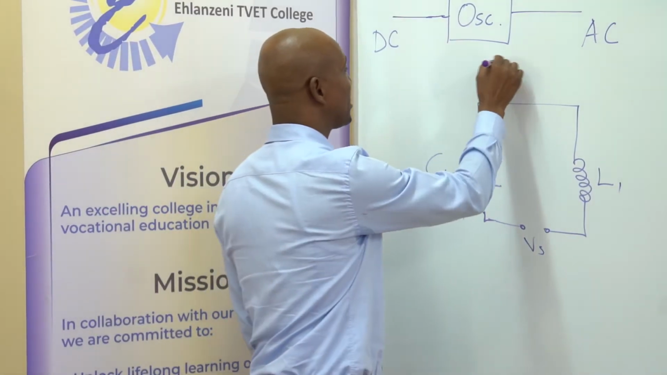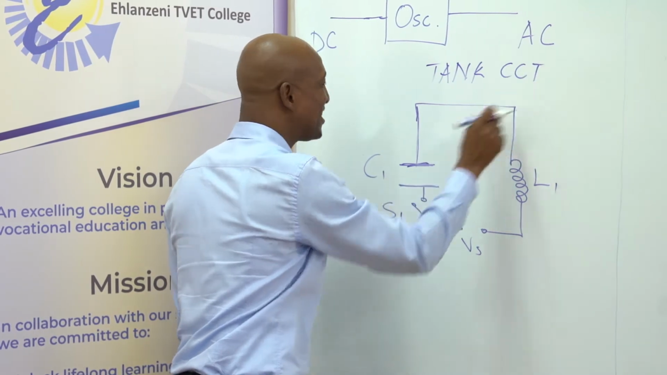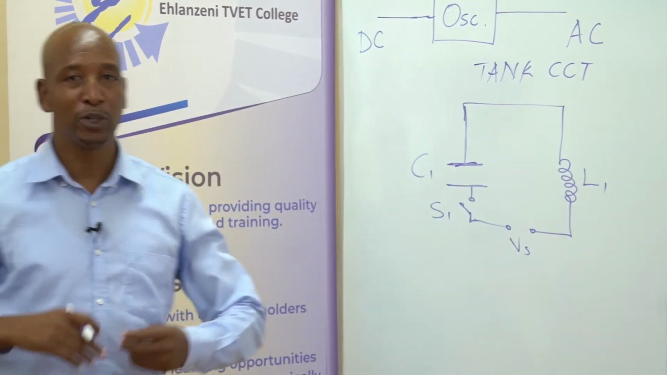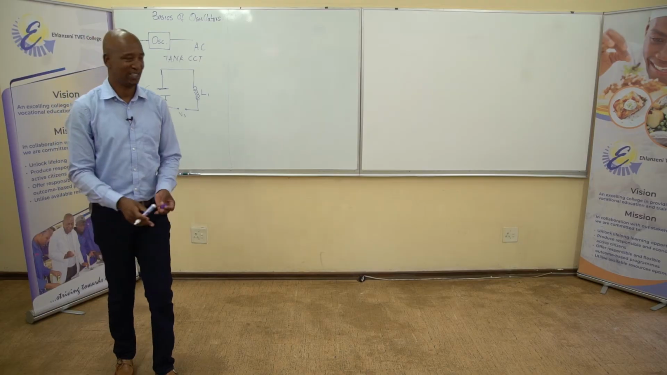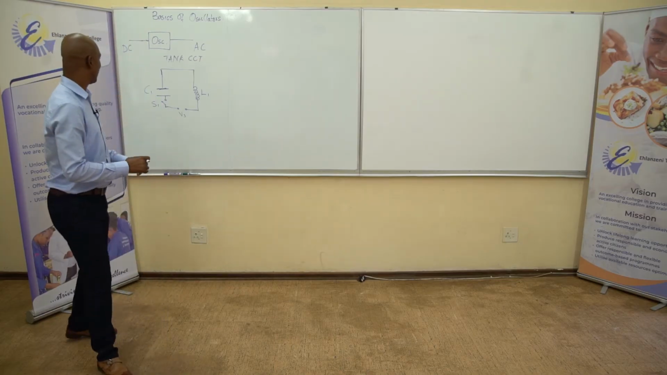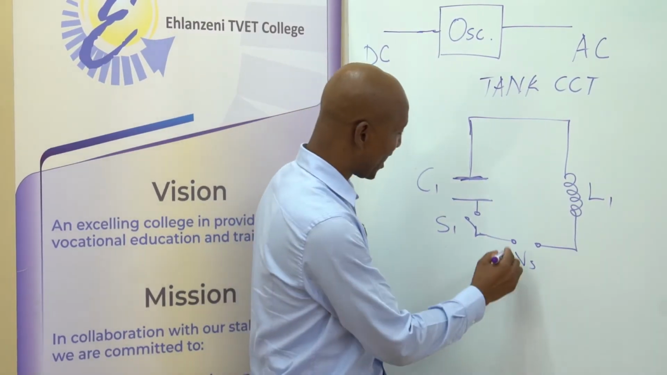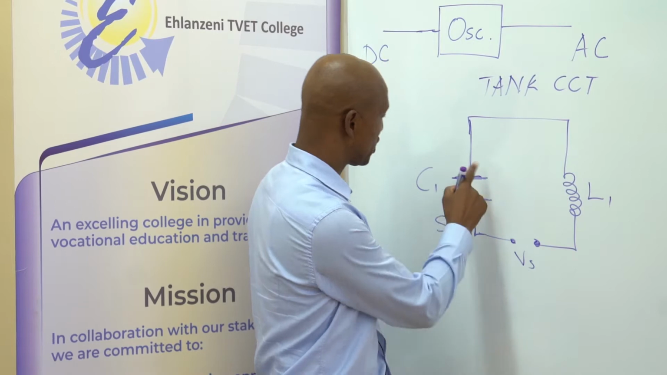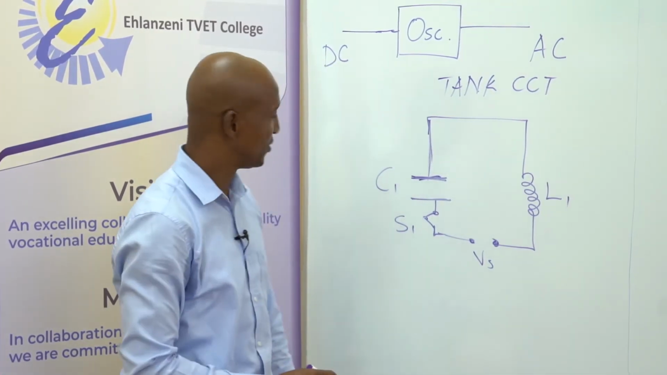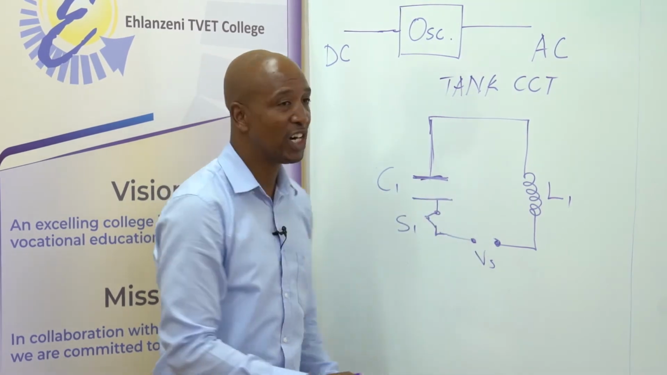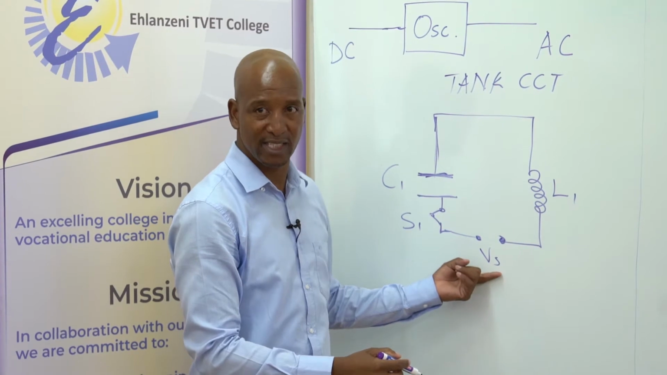What do we call this? A tank circuit. This circuit is capable of producing what we call oscillation. How does that happen? Let's look at it in a nutshell. If we apply a certain voltage over this circuit and close switch 1, the capacitor will tend to charge to its maximum voltage, which is equal to Vs.